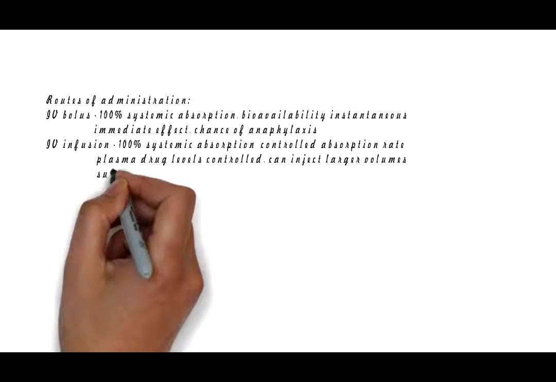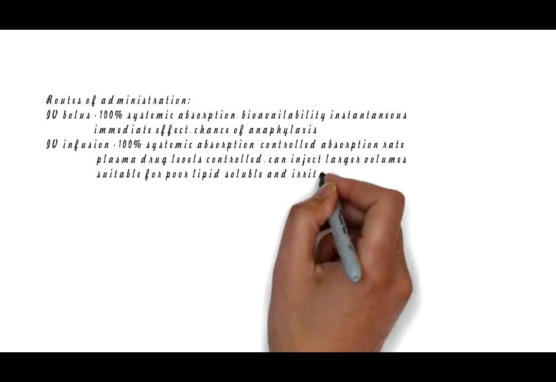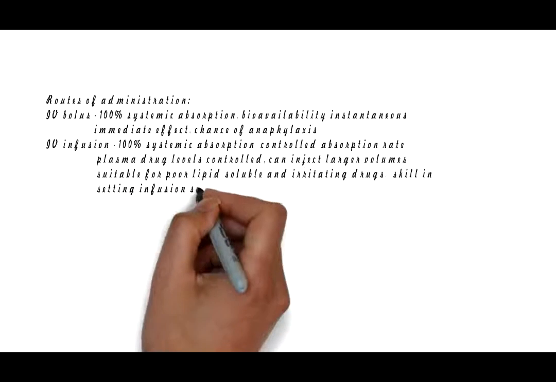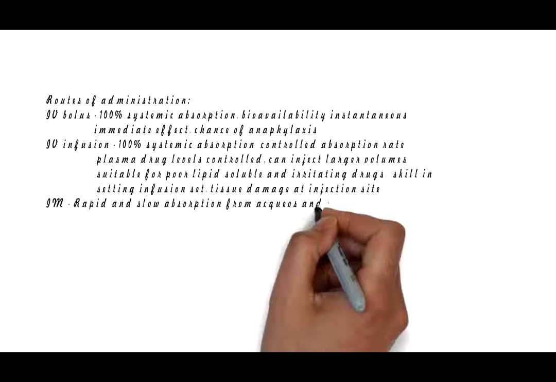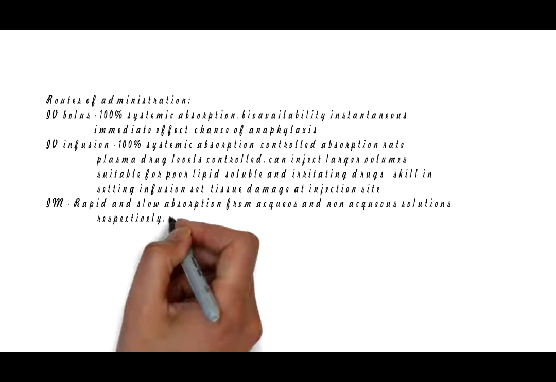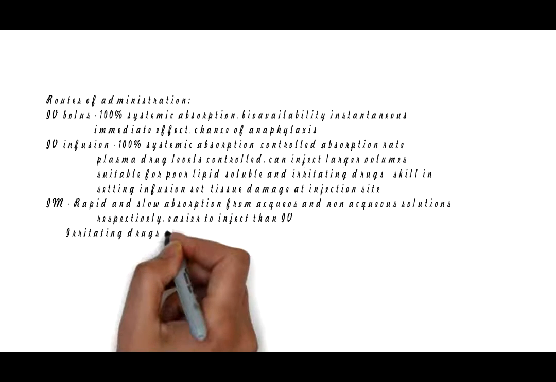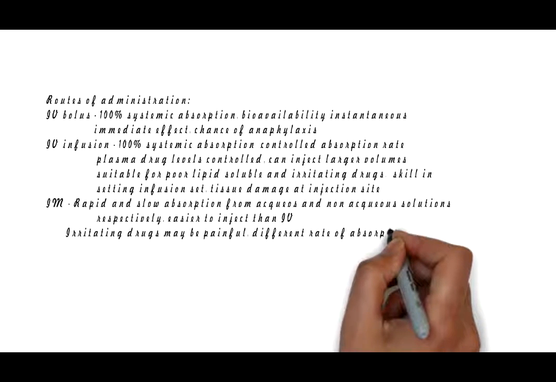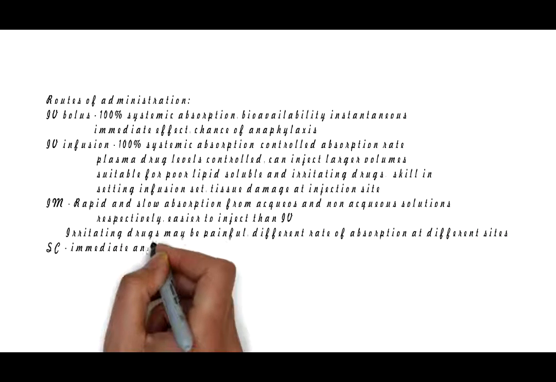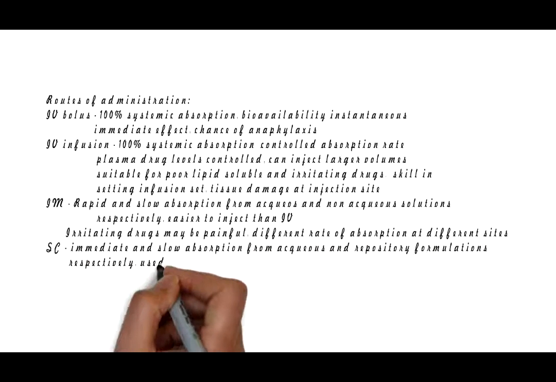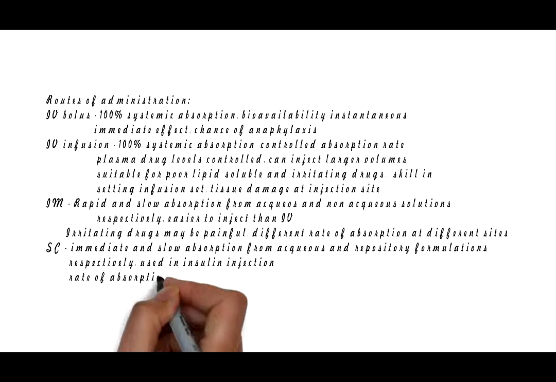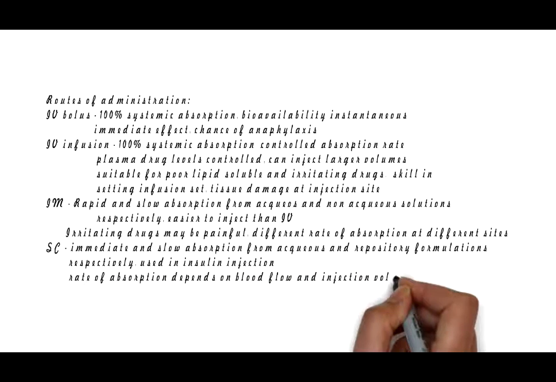Firstly, we shall go into the IV bolus. Here there is 100% systemic absorption because we directly give the drug into the intravenous, and as we know the drug should be acting in the body at the target site, it should reach the systemic circulation. As we are giving directly into the blood, there is 100% systemic absorption, and the bioavailability is very instantaneous. So there is an immediate effect because we are directly going into the bloodstream, and we should not forget that there can be a chance of anaphylactic reactions.